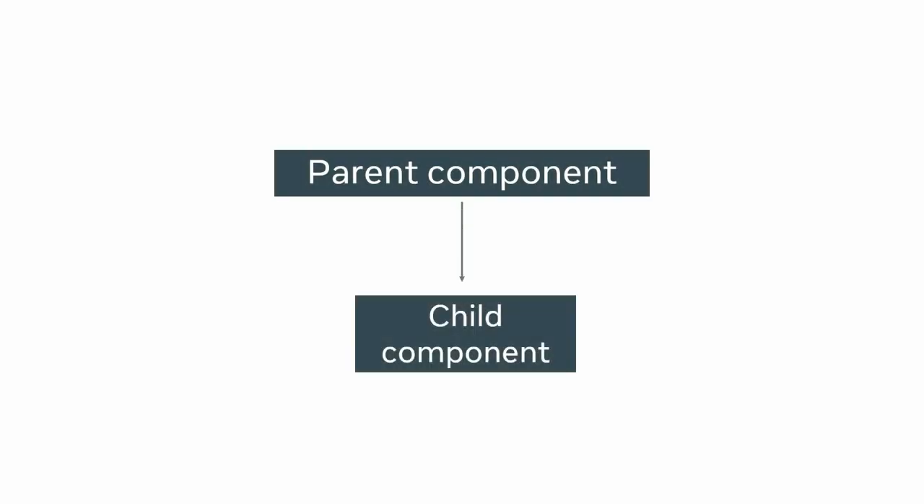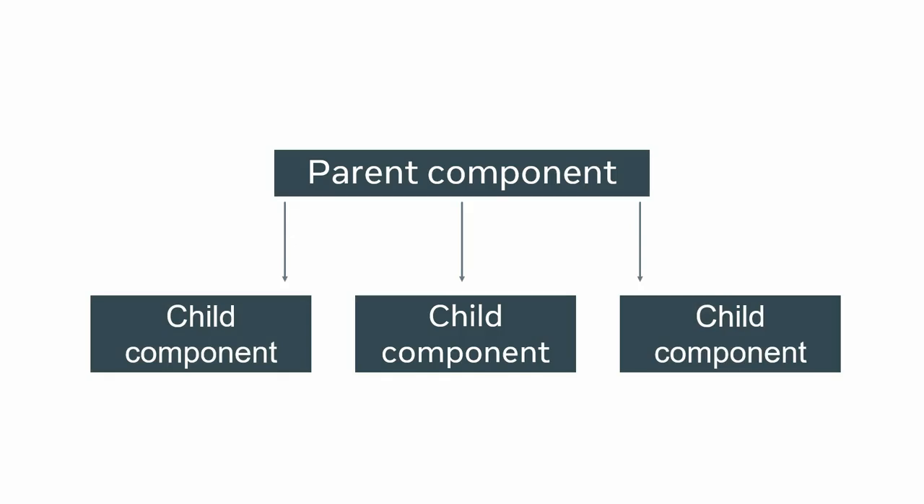When two components communicate with each other, the component sending the props data is known as the parent, and the component receiving the props data is known as the child. And as you've just learned with the example earlier, this parent-child relationship allows parent components to pass data down to child components using props. It's also possible for parent components to send the same data to multiple child components.